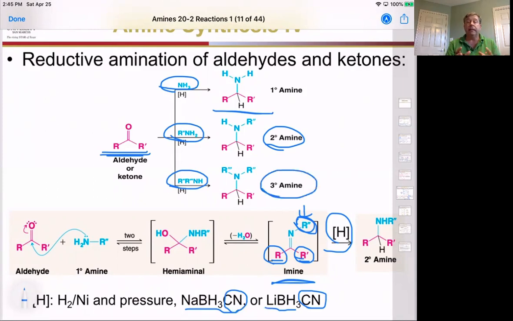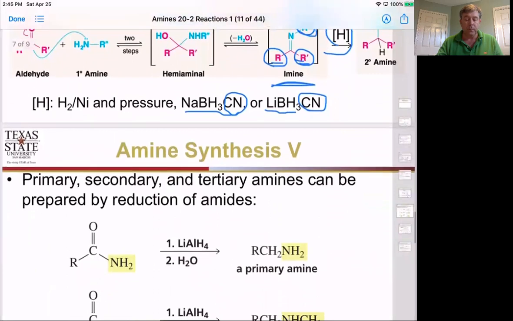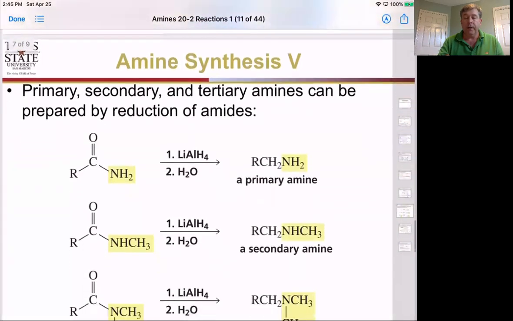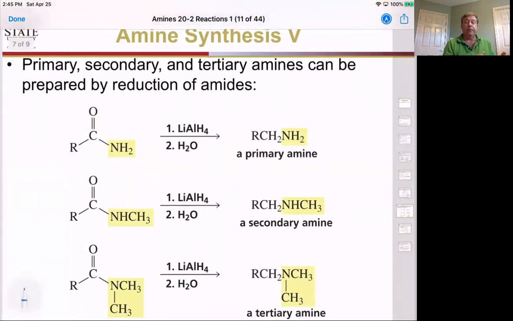So it's really easy to go from an aldehyde or ketone to a primary, secondary, or tertiary amine, depending on which amine you are using. And they are very selective. It all depends on what amine you're starting with that determines what your final product is. We don't have any over-alkylation of the system as in the SN2 of alkyl halides. Okay, so another way to do it is going from amides right here.